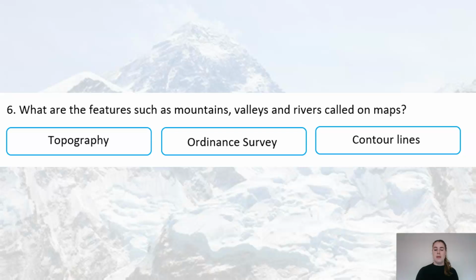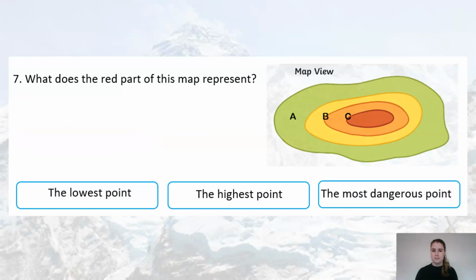What are the features such as mountains, valleys and rivers called on maps? Is it topography? Ordnance survey? Or contour lines? Pause the video and have a go. The answer is topography. Topography are the features that appear on a map, the different elements of the natural parts: mountains, valleys, rivers, hills, beaches, forests. Each one is coded with a key, and that is the study called topography, the study of the features that appear on our map.